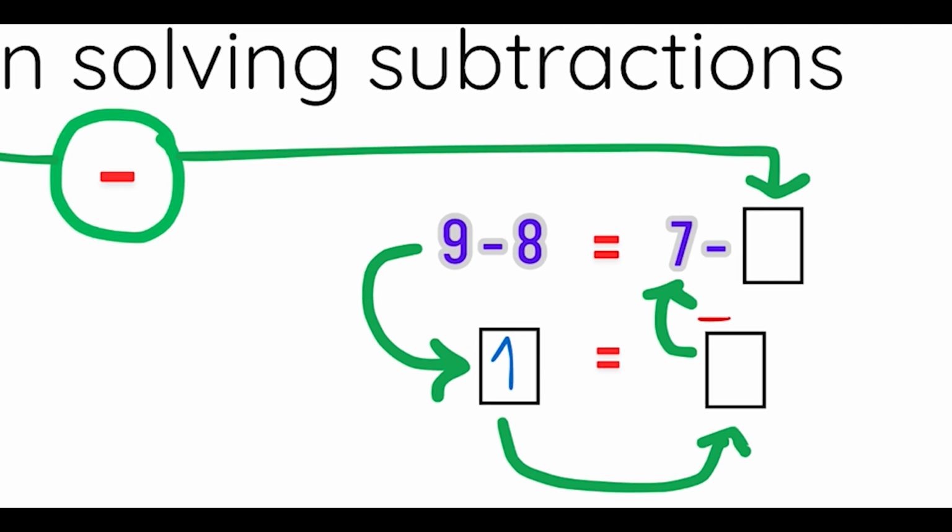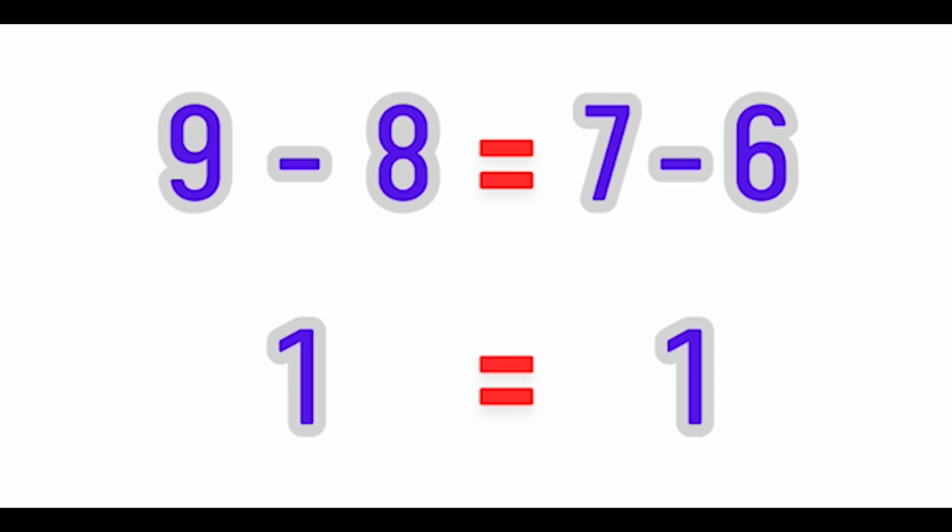Now we're going to transfer that number to the right. Now we're going to subtract that number from 7. 7 minus 1 equals 6. 9 minus 8 equals 1. 7 minus 6 equals 1. 1 equals 1.